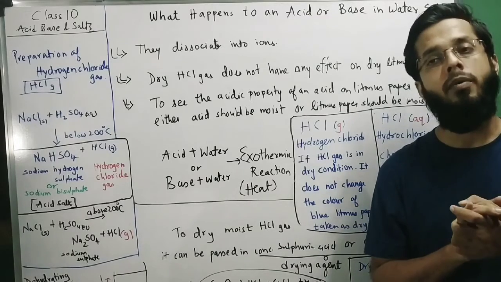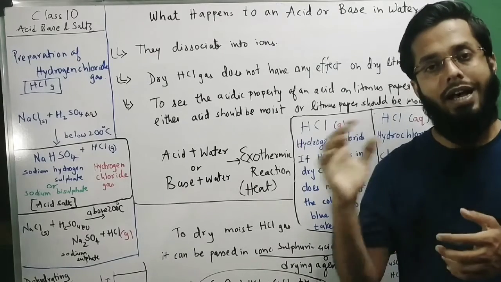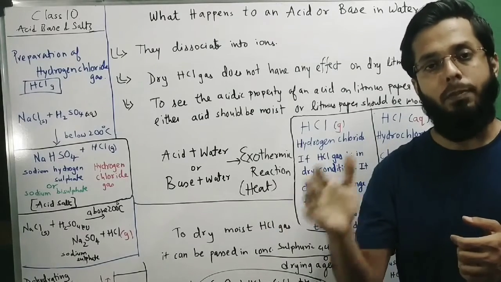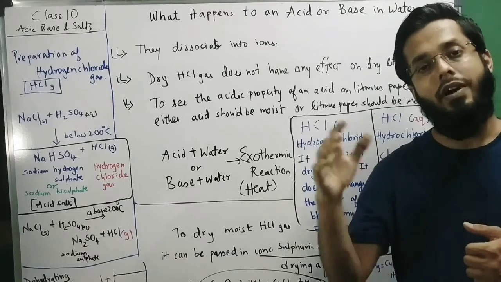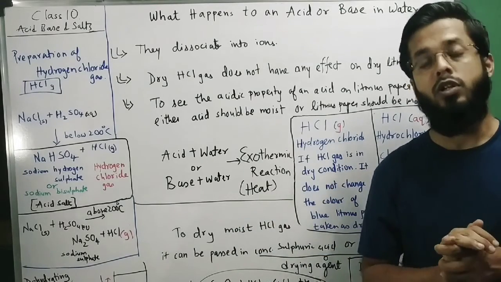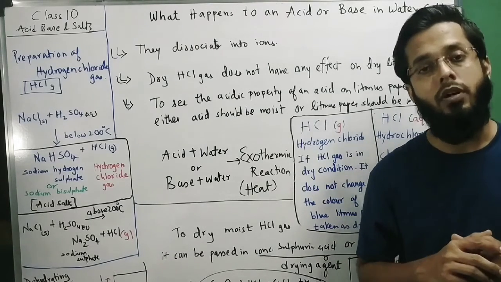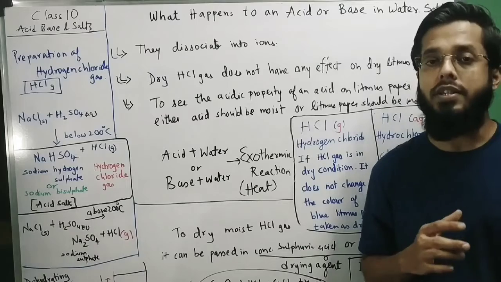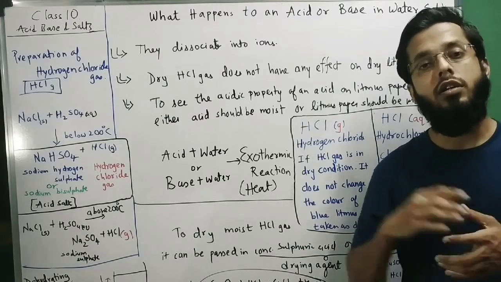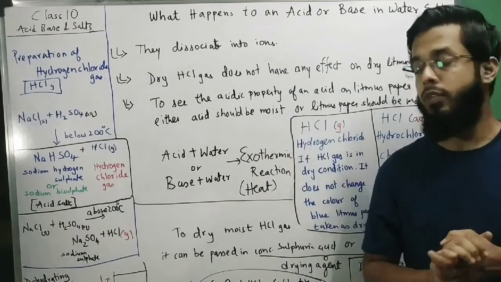To see the acidic property of an acid, either the acid should be in moist condition or the litmus paper should be moist. We know that acid changes blue litmus red, but dry acid does not have any effect on dry litmus paper. So, dear students, if we want to see the change on litmus paper, either we have to moisten the litmus paper or we take a moist acid or acidic solution.